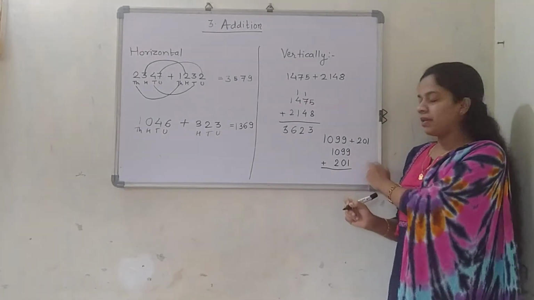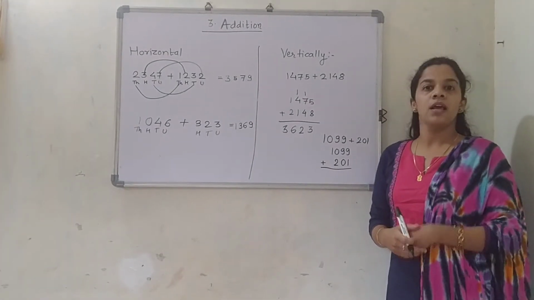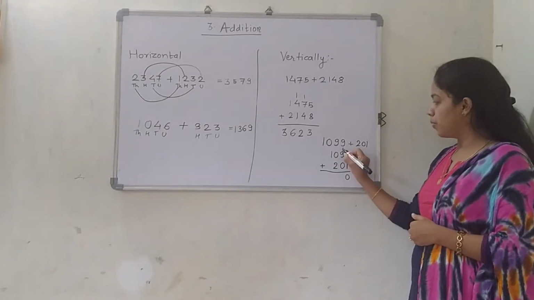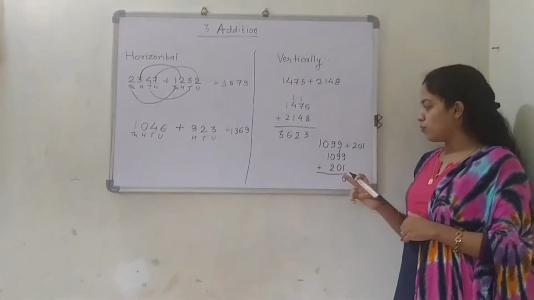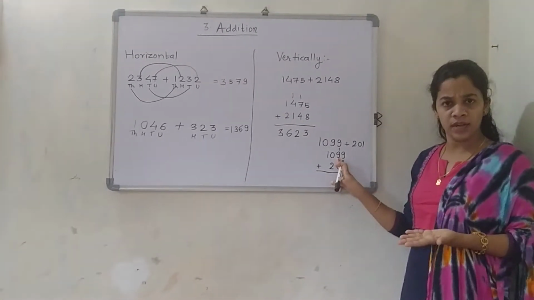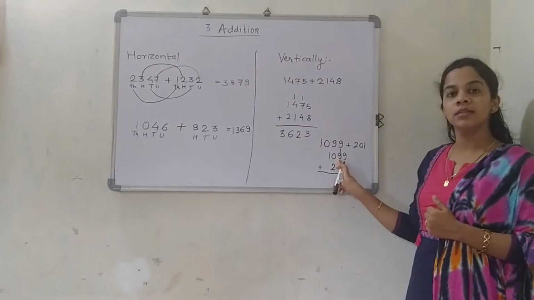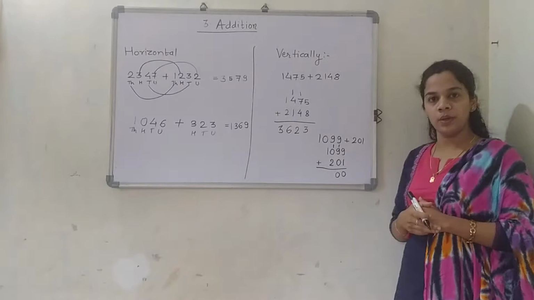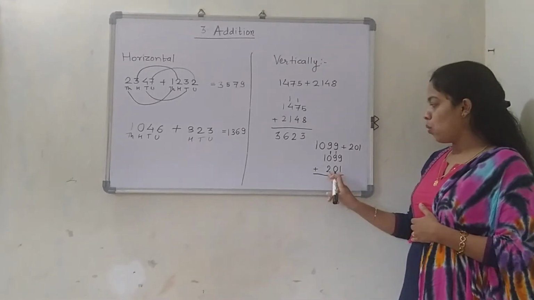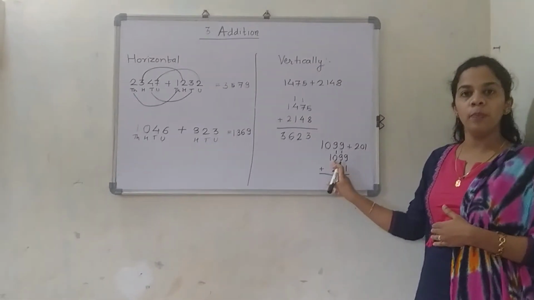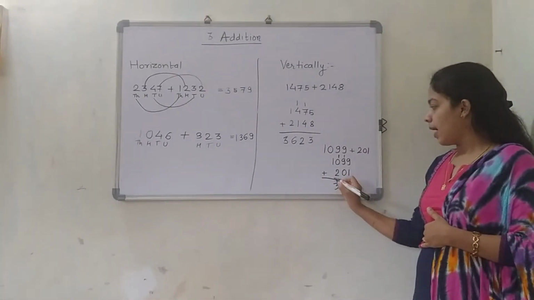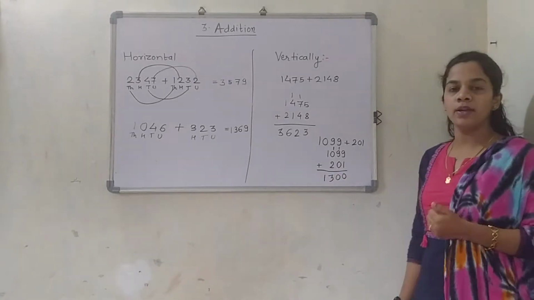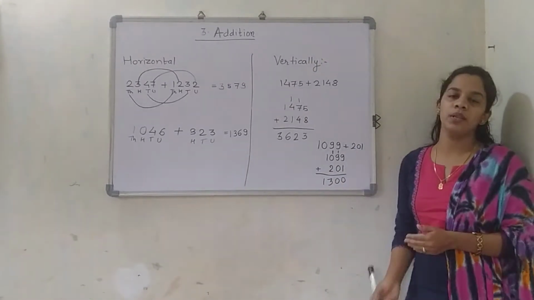Fine? 9 plus 1 is how much? Yes, 9 plus 1 is 10. So I am just going to write 0 over here and 1 is going to be carried forward. Okay, now just check. 0 plus 9 is 9 and 9 plus 1 is 10. So again that 0 will come here and 1 will be carried forward over here. Now just add again. 2 plus 0 is 2 and 2 plus 1 is 3. And for the next number, there is no digit below, so we are just going to write it as it is. So the addition of the given two numbers is 1300.